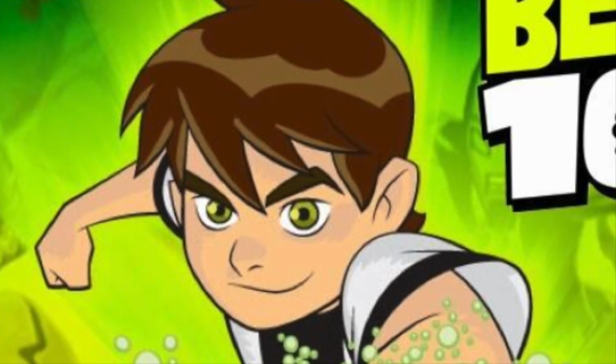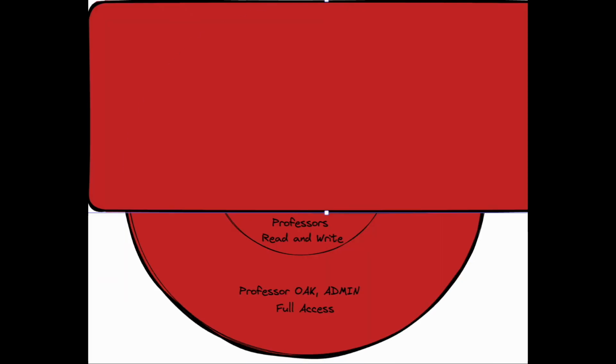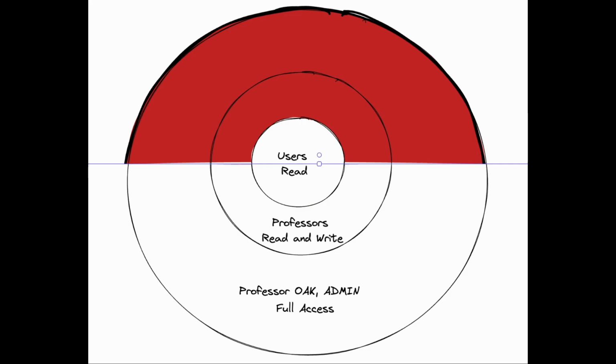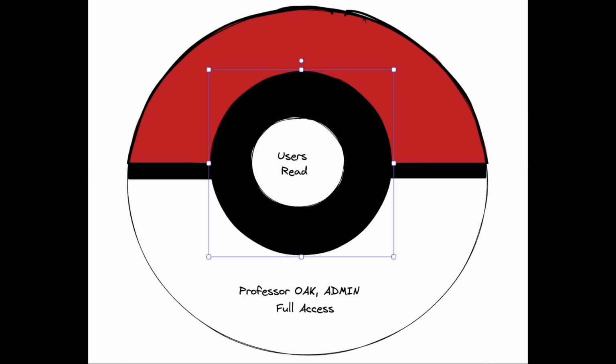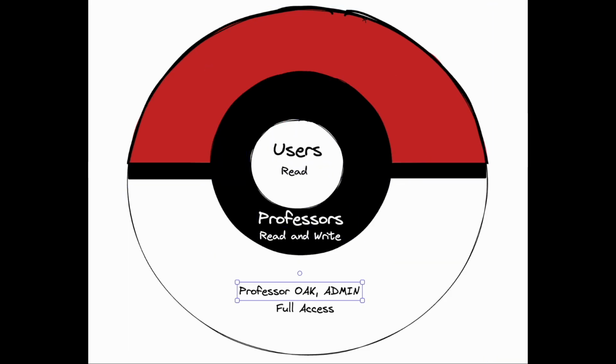Hi, I'm Ben, and I'm going to talk about our user authorization and our user versus admin privileges. So we have three tiers of users essentially. We have regular users, professors, and the admin, which is Professor Oak.